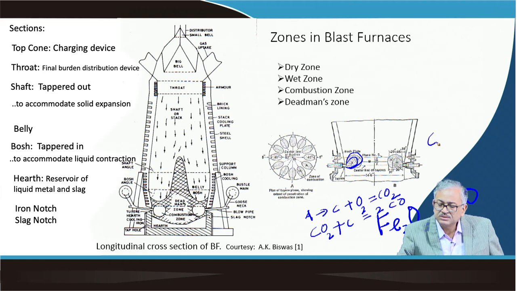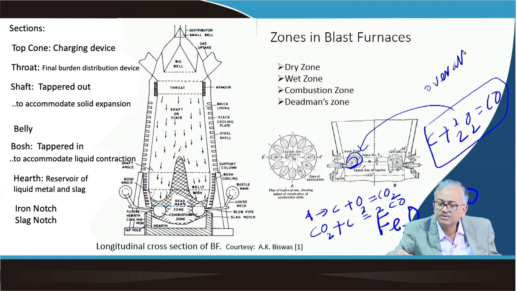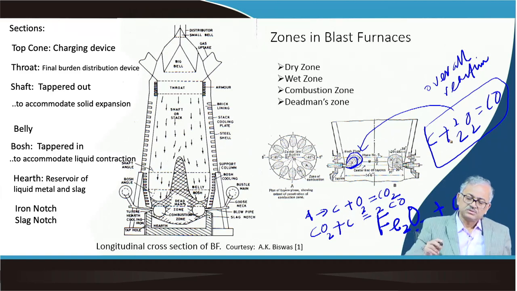So the overall reaction is basically C plus half O2 forming CO. This is the overall reaction of the combustion zone. First, when the air comes, because of the high partial pressure of oxygen, it reacts with the carbon forming CO2, but CO2 is not stable. When the CO2 comes out of this zone into the A prime zone, it reacts with the carbon forming CO gas, right? So this is the overall reaction in the combustion zone.